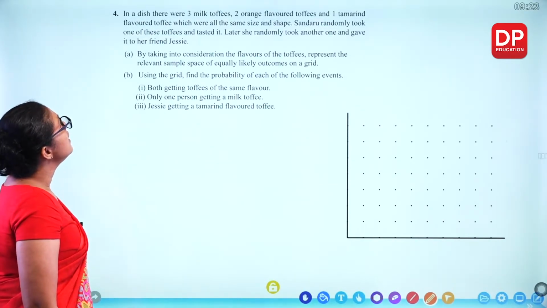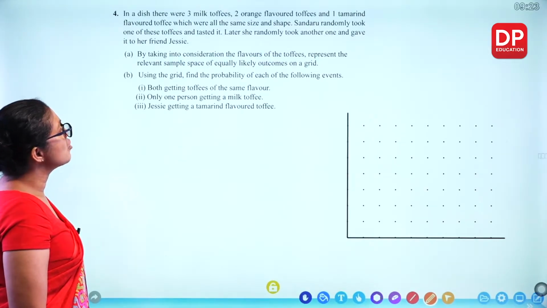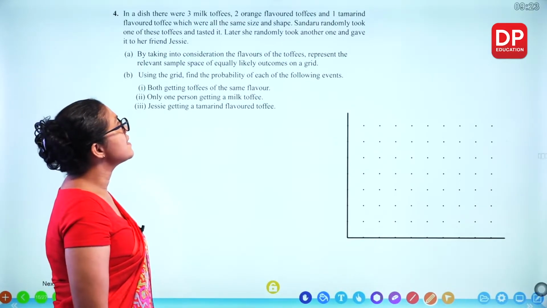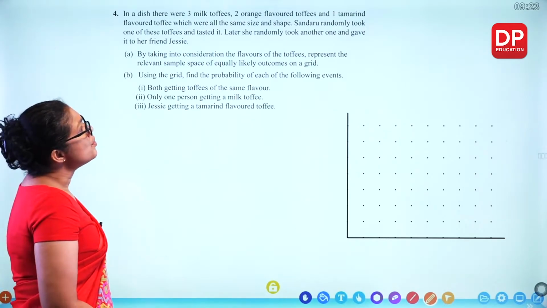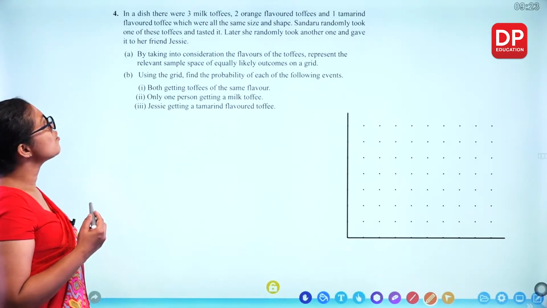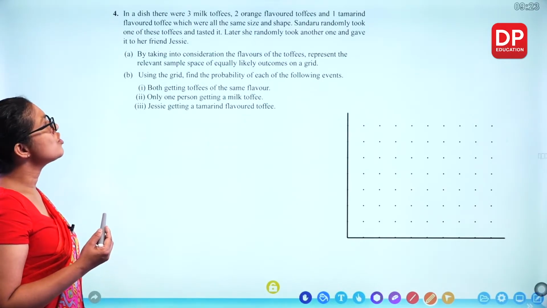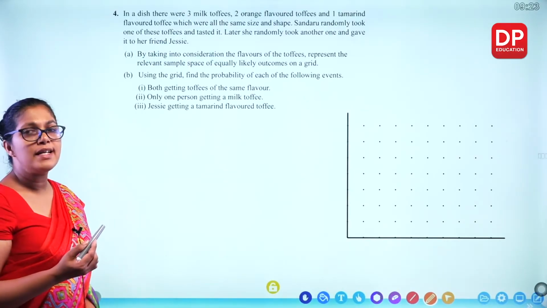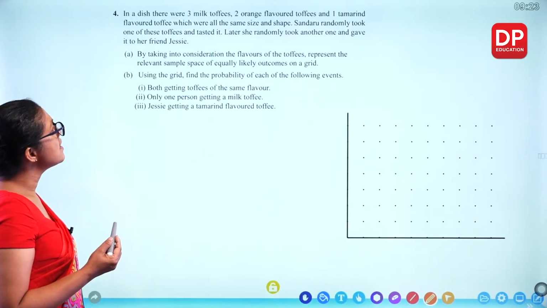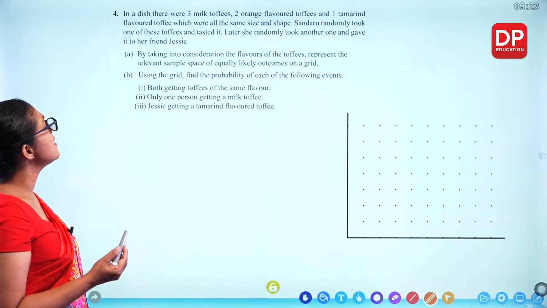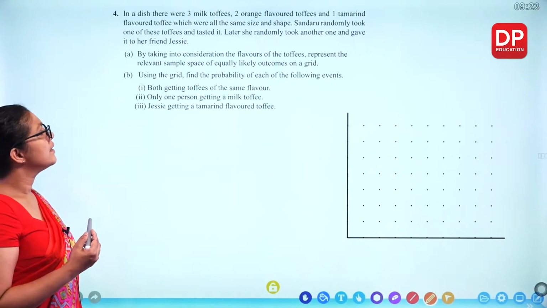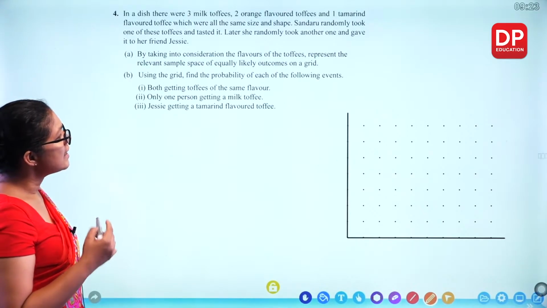Question number 4. In a dish, there were 3 milk toffees, 2 orange flavored toffees and 1 tamarind flavored toffee, which were all the same size and shape. Sandaru randomly took one of these toffees and tasted it. Later, she randomly took another one and gave it to her friend Jessie. By taking into consideration the flavors of the toffees, represent the relevant sample space of equally likely outcomes on a grid. So we'll first do that.